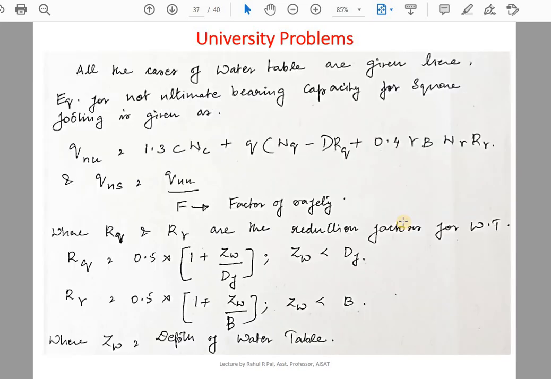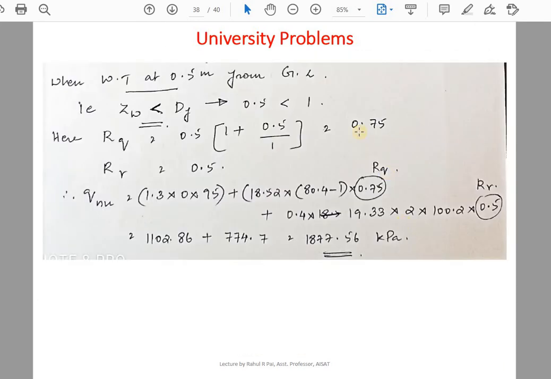Now moving on to the next case, when the water table is at 0.5 meter from the ground level, that means now the water table is inside the footing, or it is at a depth less than the depth of the footing. So here you will find the reduction factor RQ is equal to 0.5 into 1 plus ZW by dF, that is 0.5 by 1, where 1 is the depth of the footing and 0.5 is the depth of water table. So you have a reduction factor RQ as 0.5.